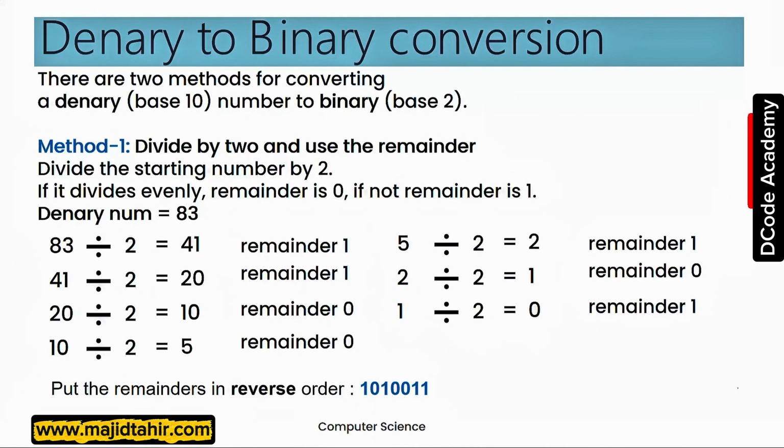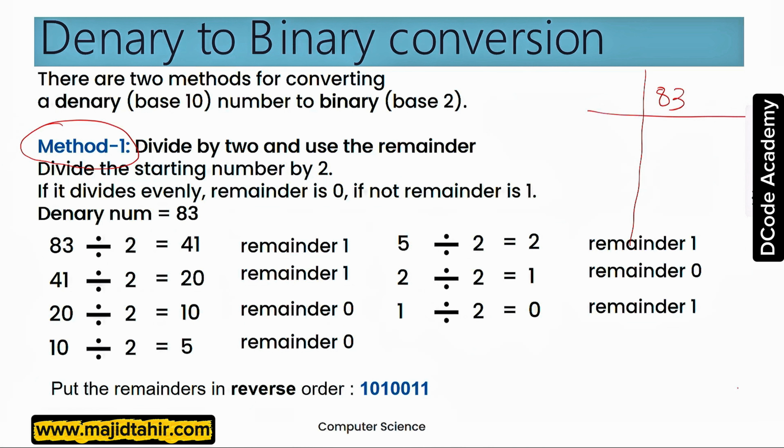Okay, now we are going to start Denary to binary conversion. In Denary to binary conversion, we have two methods. First of all, we are going to see method number 1. In method number 1, we divide the number by 2. So this is the process. Let's suppose we have the number 83.